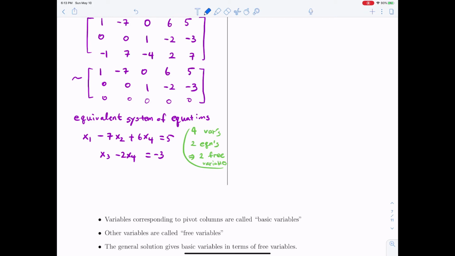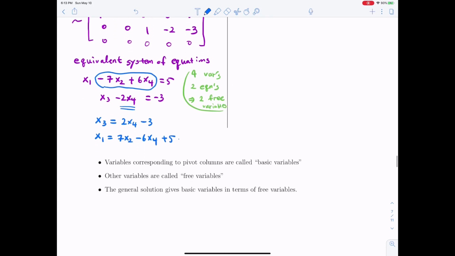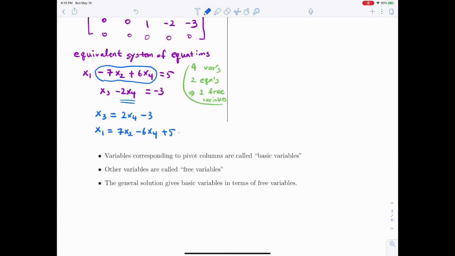So if you move 2x4 to the right hand side, then this gives you x3 equals 2x4 minus 3. And also if you move these two terms to the right hand side, then we get x1 equals 7x2 minus 6x4 plus 5. So basically we can conclude that x1 is this, and x3 is this, and x2 and x4 are free variables, which means you can put whatever numbers you want.